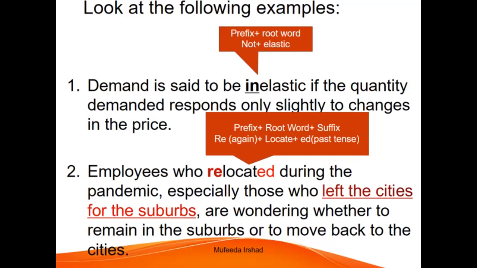Now try replacing relocated with your definition and then read the sentence. Employees who moved back to the suburbs during the pandemic, especially those who left the cities for the suburbs, are wondering whether to remain in the suburbs or to move back to the cities. The sentence makes sense, doesn't it? So you see, if you know the meaning of some of these word parts, you can often guess the meaning of an unfamiliar English word, particularly in context.